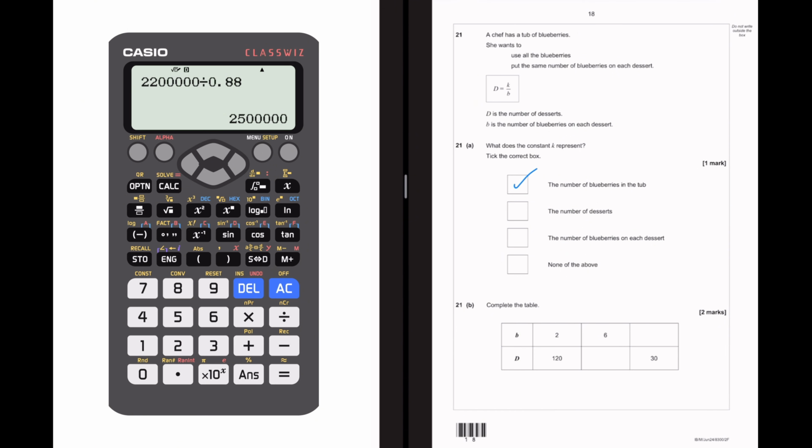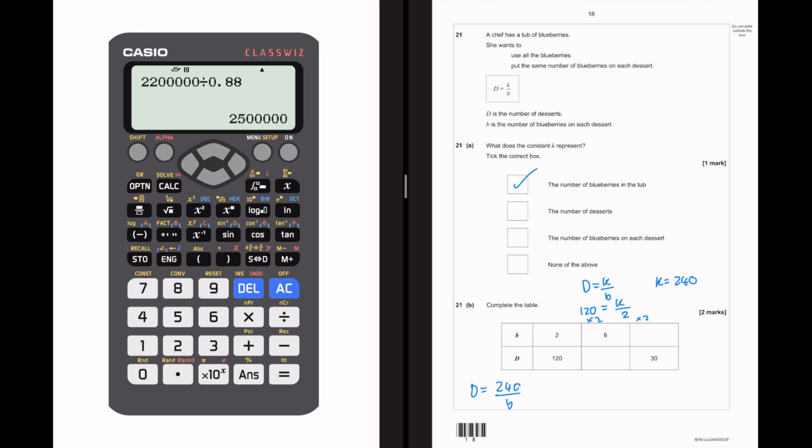Part B says complete the table. We've got when B is equal to 2, D is equal to 120, so D equals K over B. So you can work out what this constant is. B is 2, so if we multiply both sides by 2, we'll get K is equal to 240. So the formula is D equals 240 over B.